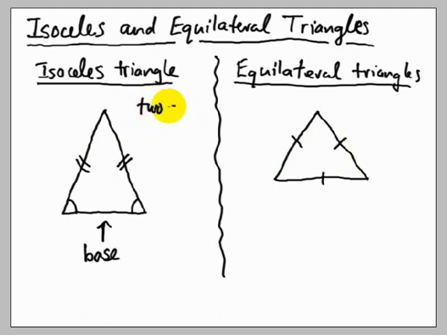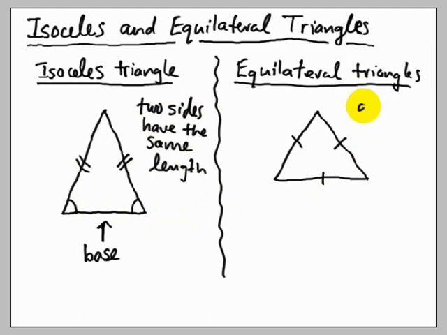Two sides have the same length. That's what an isosceles triangle is. And like I said, that forces these two angles to be the same as well. And an equilateral triangle is all three sides have the same length. And now here's a question for you.